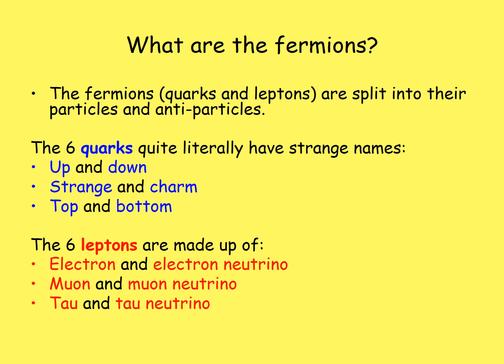Now the strange and charm, top and bottom have the same charge as the up and down, however they become more massive. So top and bottom are more massive than up and down, and when they're more massive they tend to be very unstable. So you don't see them in everyday interactions. There are also 6 leptons which go along with the quarks. We have the electron and the electron neutrino, which has a much smaller mass than the electron. The muon and the muon neutrino, which again has a much smaller mass than the muon, and the tau and the tau neutrino, which again has a much smaller mass.